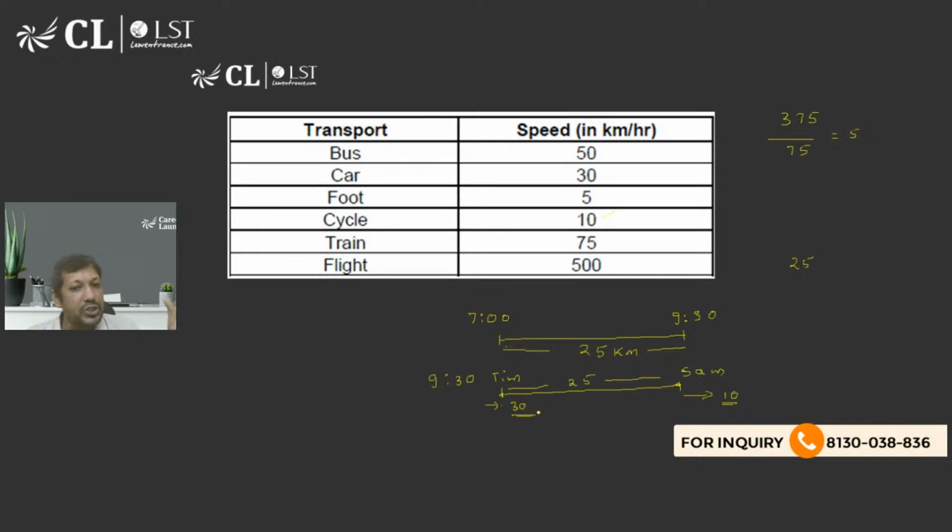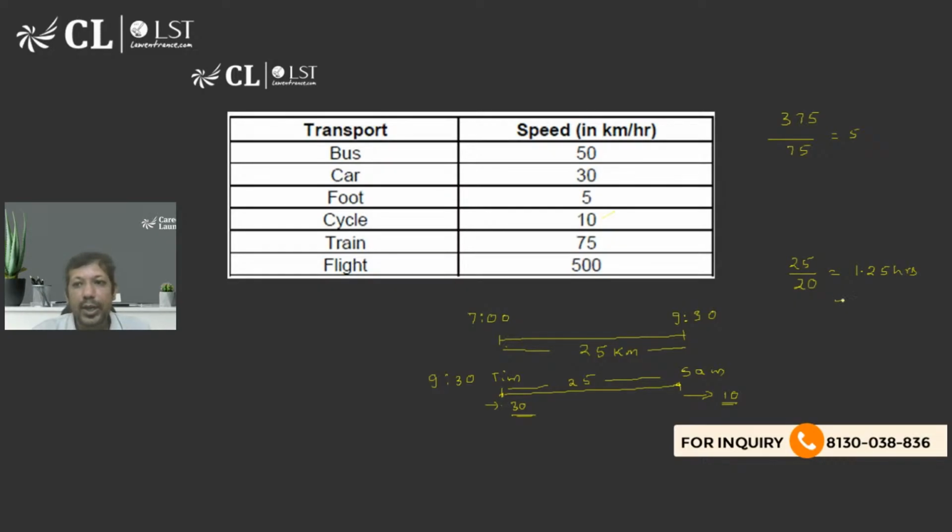So how much gap is Tim going to cover in 1 hour? That is 20 kilometers, right? So in 1 hour, total gap covered is 20. So to cover a gap of 25 kilometers, how much time is it going to take? Total distance is 25, total speed is 20. So it comes out to be 1.25 hours.